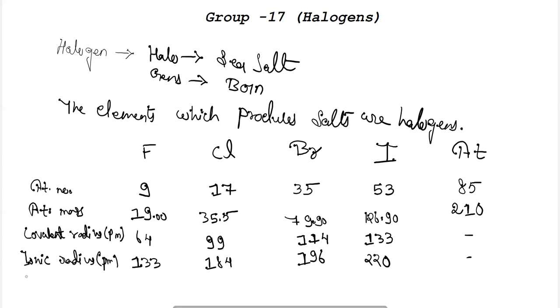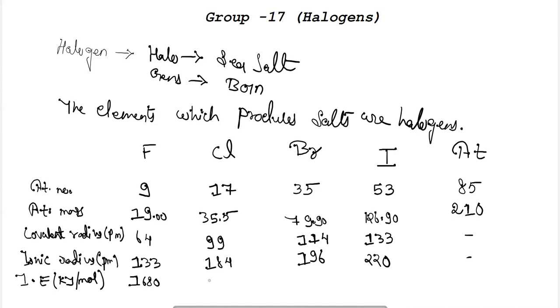Now next is the ionization enthalpy. As we know, the halogens are among the most electronegative elements, and due to this reason they have the highest ionization enthalpies in their corresponding periods. Fluorine possesses 1680 kilojoule per mole. It is considered in kilojoule per mole.